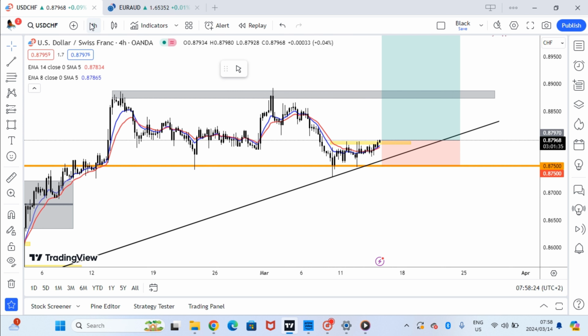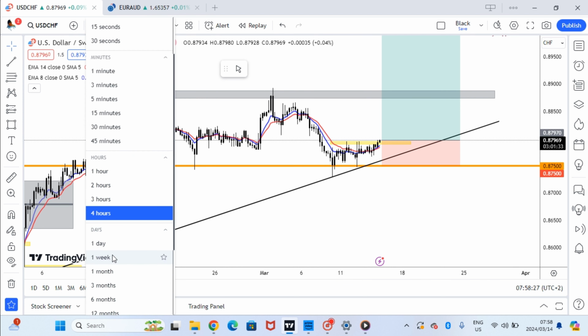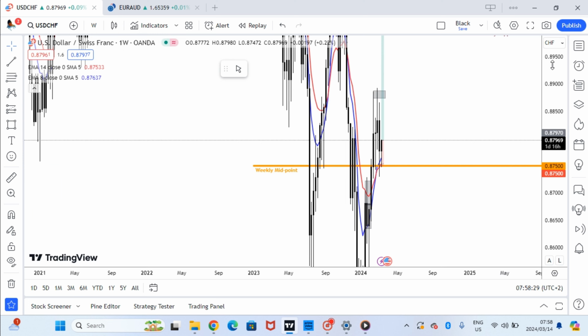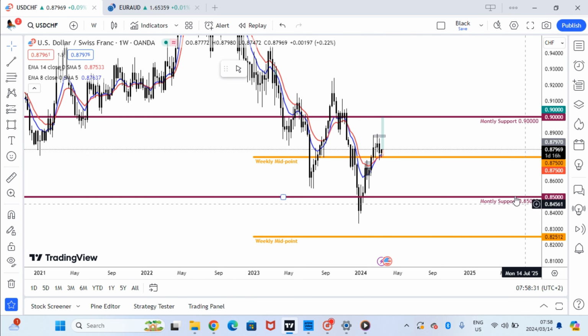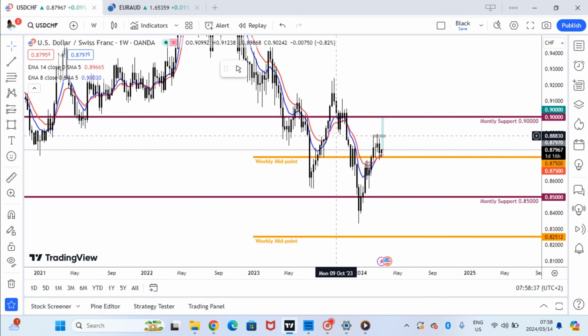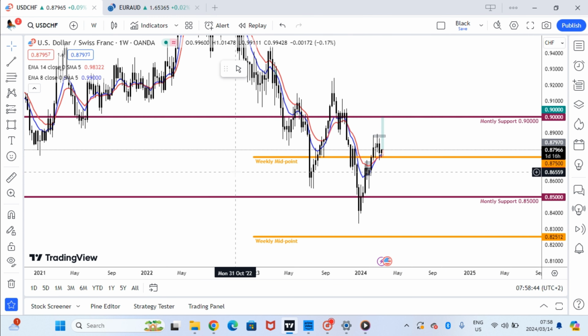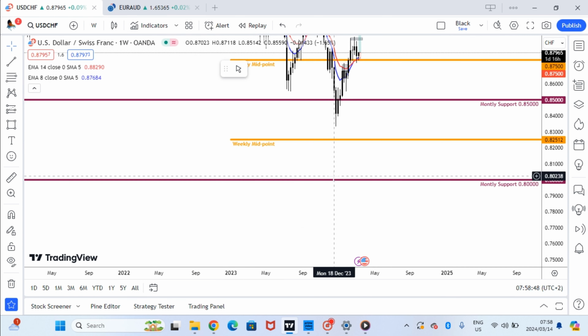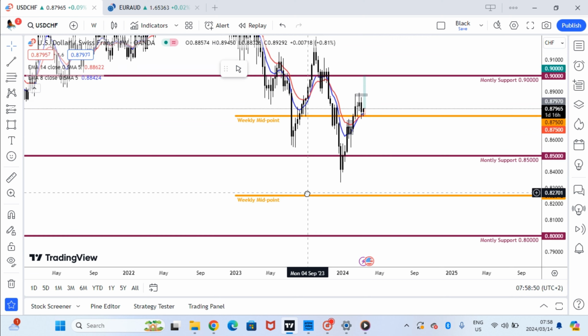So I start off with the weekly time frame, right? On the weekly time frame, that's where you see everything. So you mark down the monthly support zones, right? You mark off the major zones. So it's 0.9, and then 0.85, and then 0.8. Just like that.